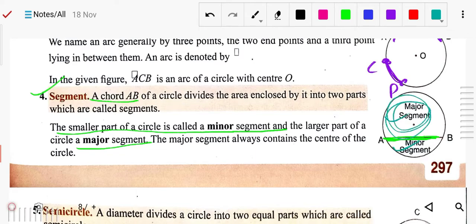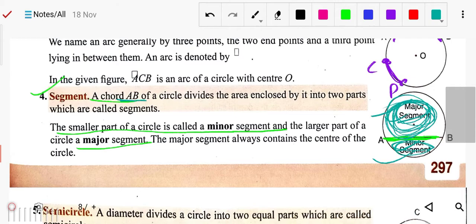So this has more area, so this is called the major segment, and this has less area, so this is called the minor segment. Simply, segment means whatever area is divided by the chord of a circle. So there are two types, minor and major.